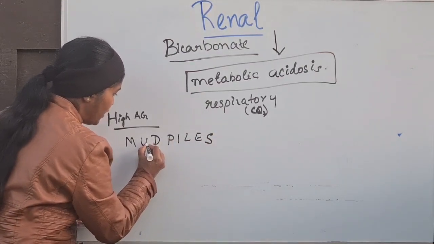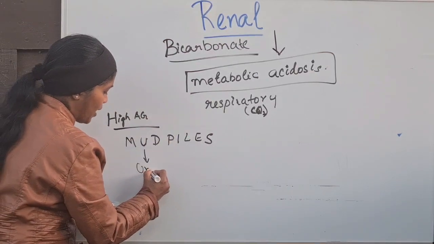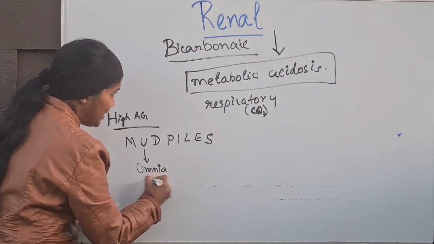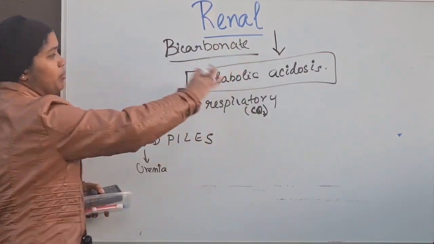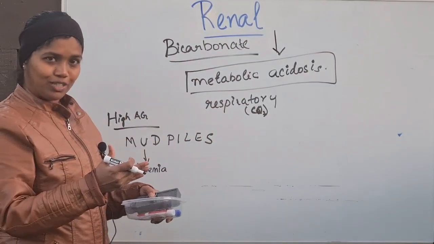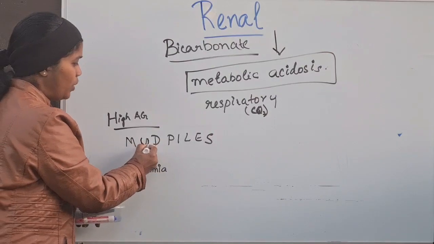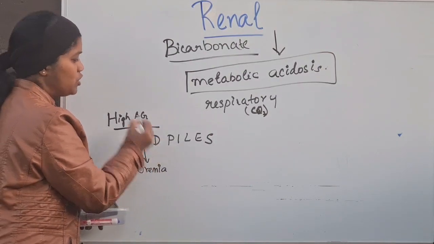So the U in high anion gap metabolic acidosis stands for uremia, and that is because the bicarbonate is being released. It causes metabolic acidosis, which is high anion gap metabolic acidosis, which is one of the reasons of high anion gap metabolic acidosis. And U stands for uremia in MUDPILES.